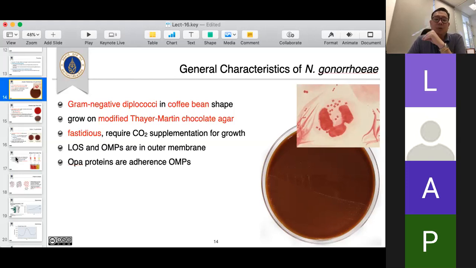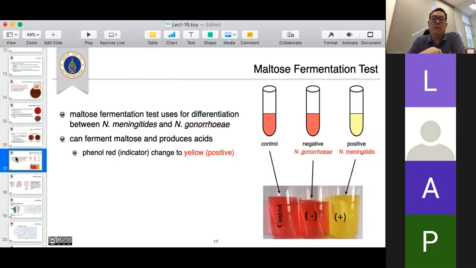Okay, so Neisseria gonorrhoeae and meningitidis are quite similar. The way to differentiate the two depends on maltose fermentation. Sugar fermentation has a series of sugars: maltose, glucose, arabinose. There are so many, but only maltose differentiates them. Neisseria meningitidis can ferment maltose in the medium. The control medium is colored red by phenol red.